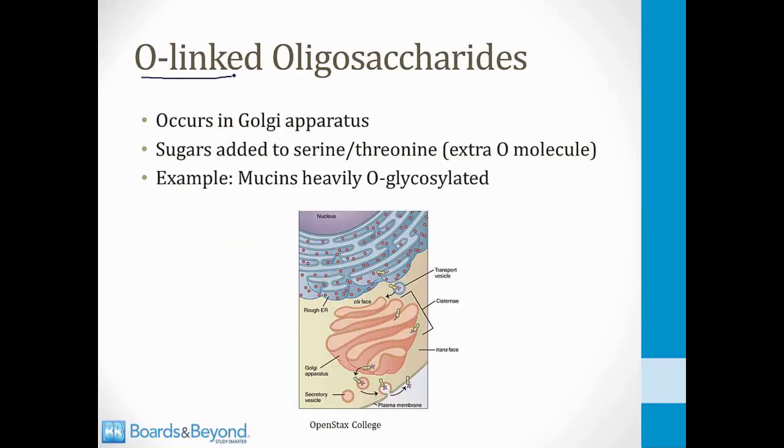O-linked oligosaccharides, on the other hand, are added to amino acids in the Golgi apparatus. As I told you before, O-linked sugars are usually added to serine or threonine because they have an extra O molecule. And for example, mucins are heavily O-glycosylated, so all this O-glycosylation occurs in the Golgi apparatus.